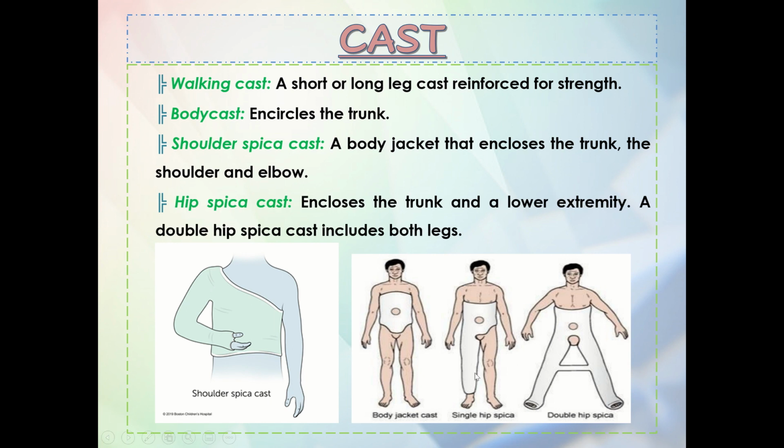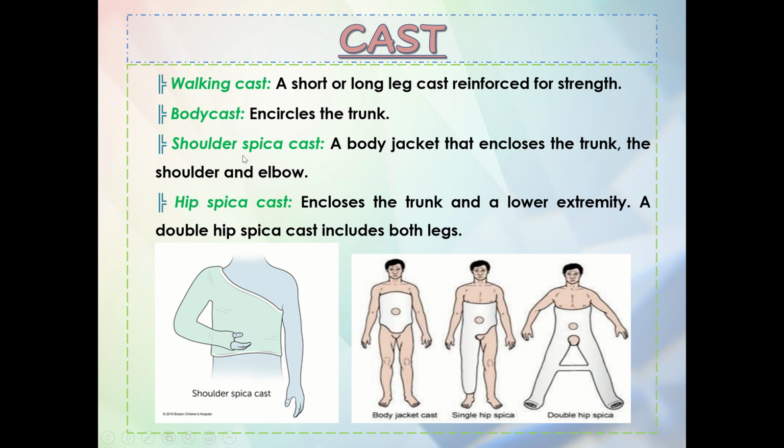Next, hip spica cast. So ito naman, si hip spica cast, either you have a single hip spica, ito naman yung double hip spica. Hip spica cast encloses the trunk and a lower extremity. So enclose again for the hip spica cast. So from the trunk and then sa lower extremity naka-enclose siya. So double kapag both legs yung kasama and then single kung one lang.